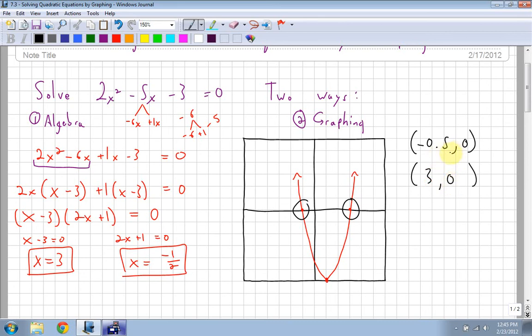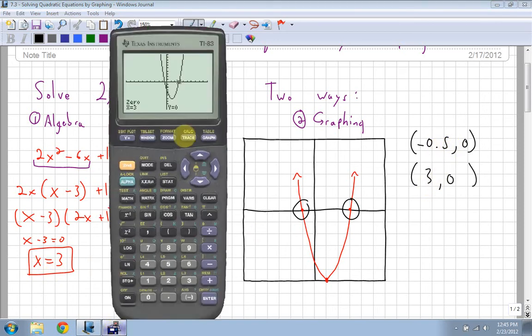Notice that my two answers here are the same as here. X equals 3, yep, and x equals negative a half, yep. So I have both my zeros, and I found them using my graphing calculator and using the calculate button.